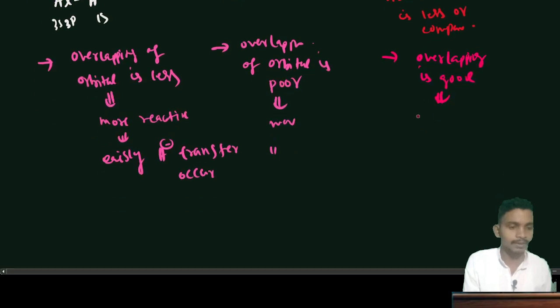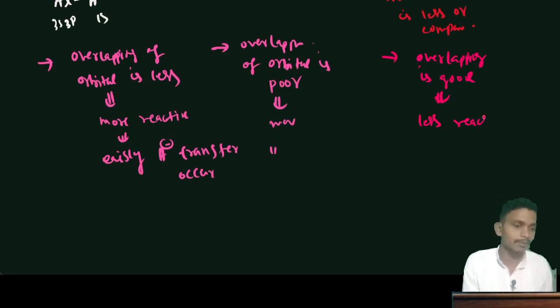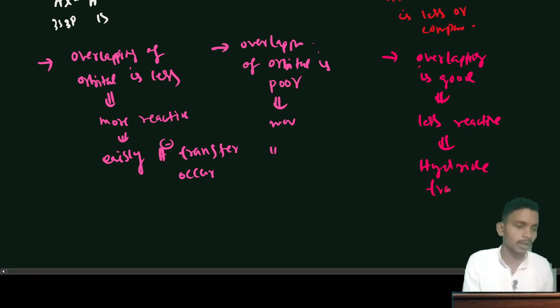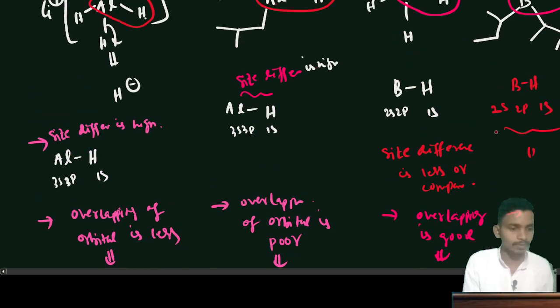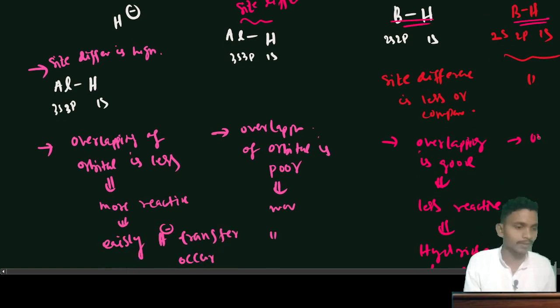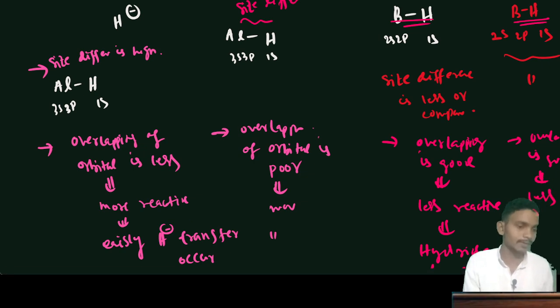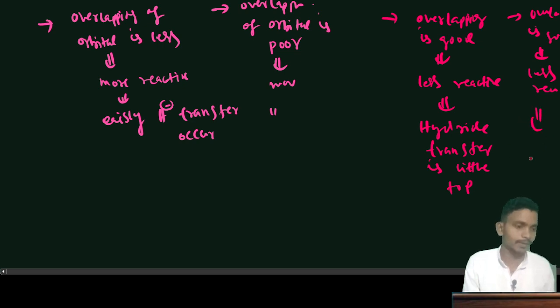It means that this will become less reactive. So I say that whenever it is less reactive, it will be more selective, and here the hydrogen transfer is a little tough. The same thing with this one also, because here also there is a BH bond. The overlapping is good, so this is also less reactive, and the overlap and hydrogen transfer is a little difficult.